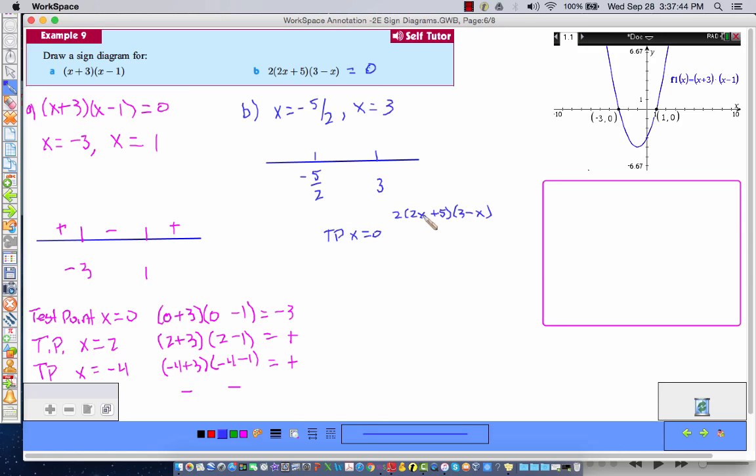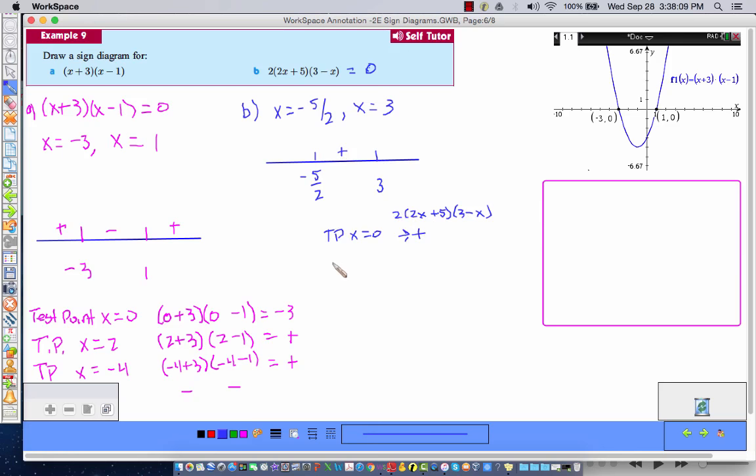If you want to substitute in for x and figure it all out, that's fine. But take a look at this. This 2 is always going to be positive. If x is 0, then this goes away, and this term is positive. 3 minus 0 is 3, that's positive. A positive times a positive times a positive is positive, meaning I know that this interval is positive.